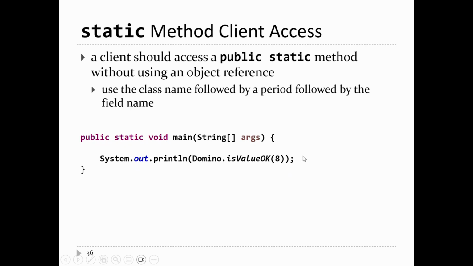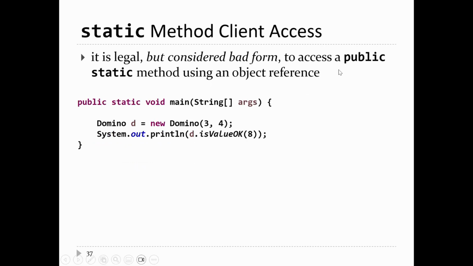Just like with fields, though, the language allows you to access a static method using an object reference. So for example, you could make a domino object and then call isValueOK. That is legal, but considered bad form, so you shouldn't do this. The problem is that someone else comes along and reads your code, and they're going to look at the method and say, oh, that's a non-static method that the user is calling, because they made an object to call the method. Only later on might they realize that that is in fact a static method. So you want to call that method using the name of the class instead.